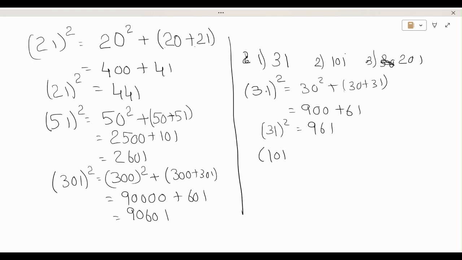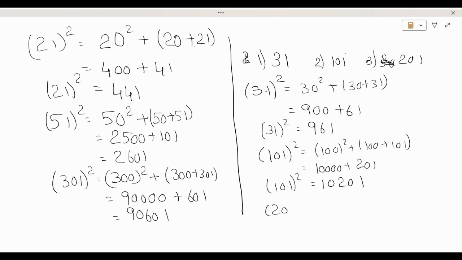Let's check with 101 square. We have 100 square plus 100 plus 101. So it will become 10,000 plus 201, which is equal to 10201. This is 101 square.